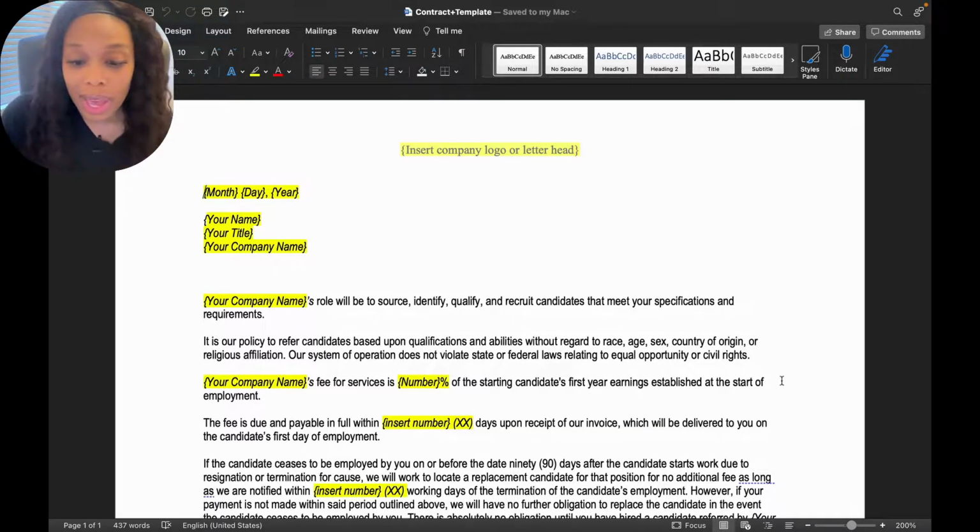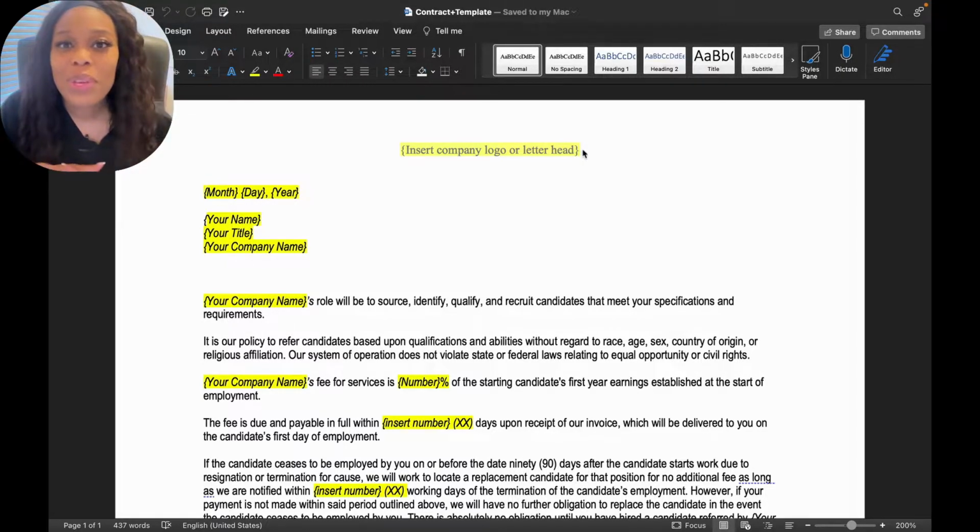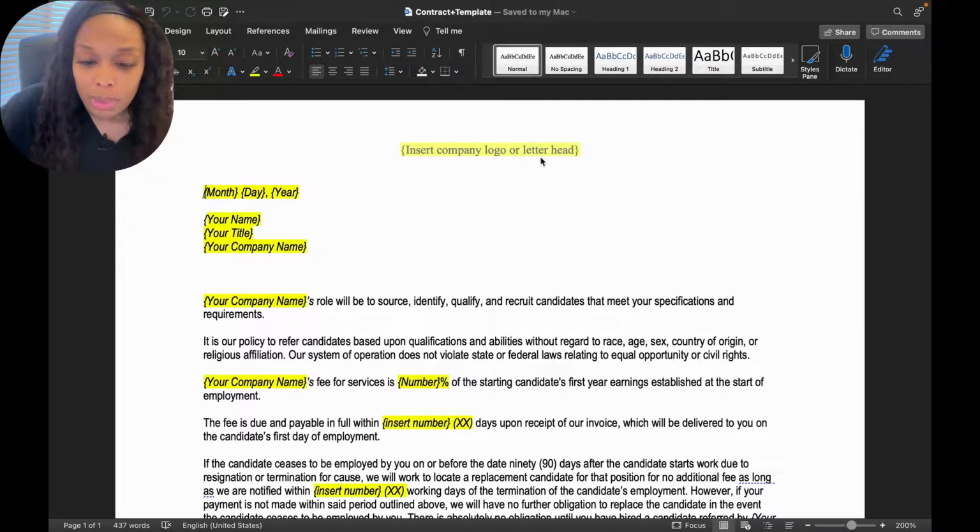So let's go ahead and jump into it with the first part of this contract really being all of the elements that are going to be associated with your brand. So we start at the top here with inserting your company logo or your company letterhead. Keep in mind that this is a step that you should have done in the very beginning when you established that you wanted to start a recruiting agency. You should have put together some form of a logo that represents exactly who you are. So this is where this logo is going to be placed.